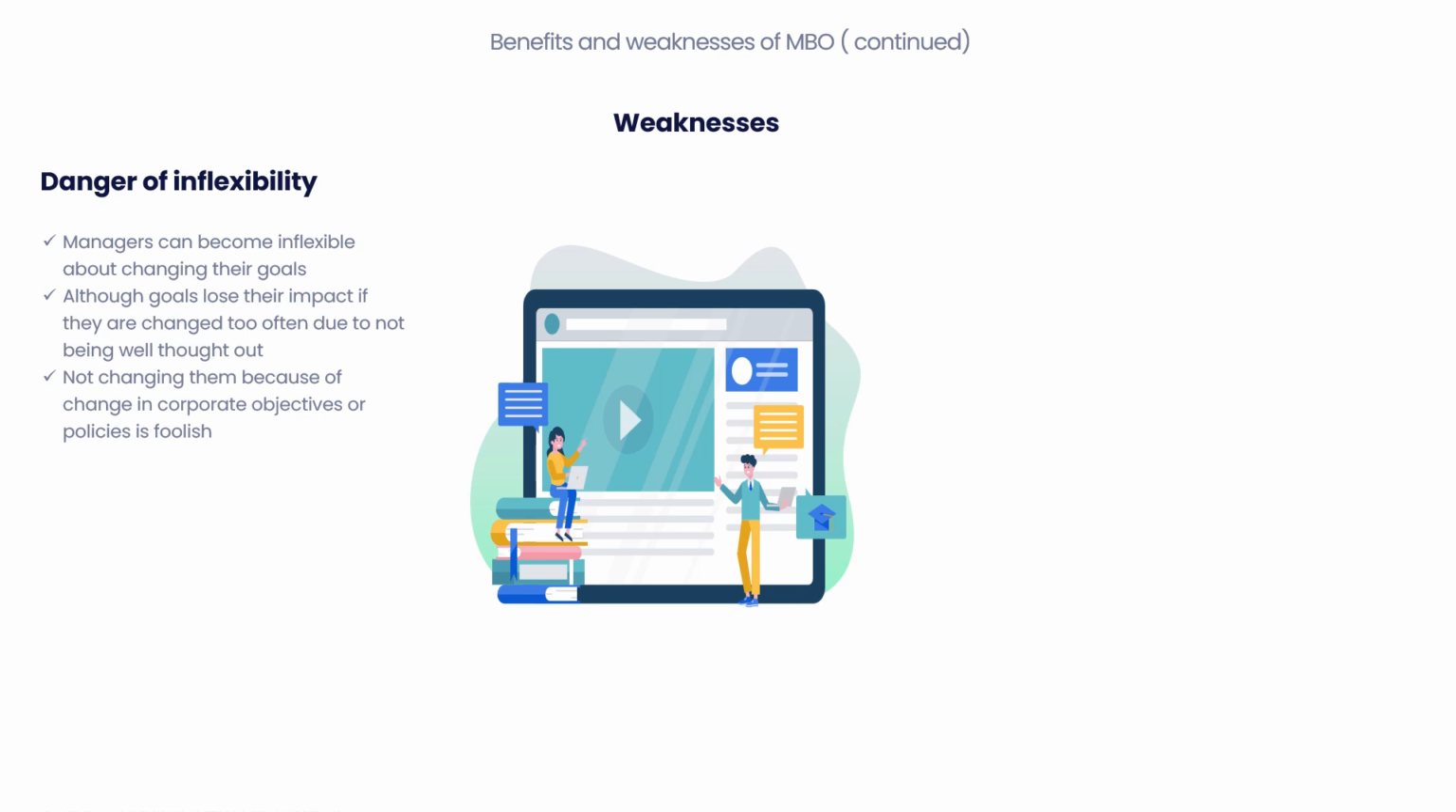Managers can become inflexible about changing their goals. You see, because they are conservative, they want routine. But MBO will have to review and to change. If possible, change must intervene. Although goals lose their impact if they are changed too often due to not being well thought out. Yes, so we must be careful, talking about the weaknesses. Not changing them because of change in corporate objectives or policies is foolish. So that's it about routine.